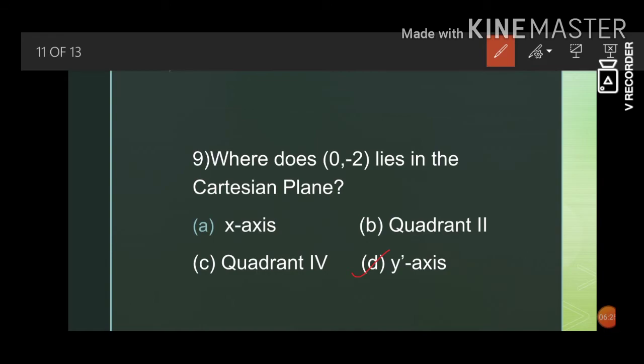Question number 9. Where does 0, minus 2 lie in a Cartesian plane? So first we will draw a Cartesian plane x, x dash, y, y dash. Here 0, x is equals to 0 means on y axis and minus 2 means at the bottom. So this point is our 0, minus 2. So in which axis does it lie? It lies on y dash axis. So our correct option is y dash axis, that is option D.